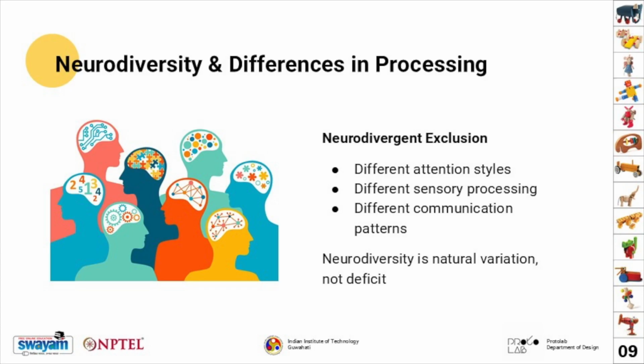Neurodiversity asks us to treat variation in cognition as natural rather than abnormal. So, inclusive toys support multiple ways of understanding: visual, tactile, exploratory, or rule based. Instead of asking children to adapt to the toy's logic, the toy accommodates different logics.